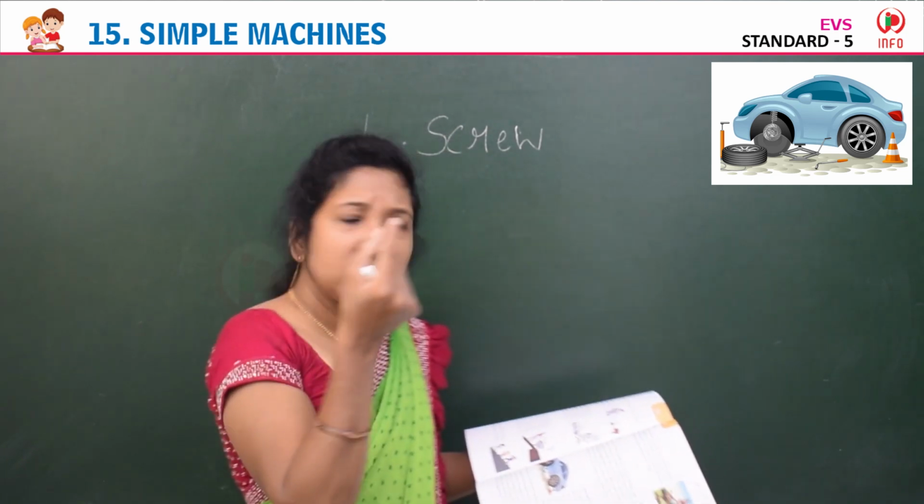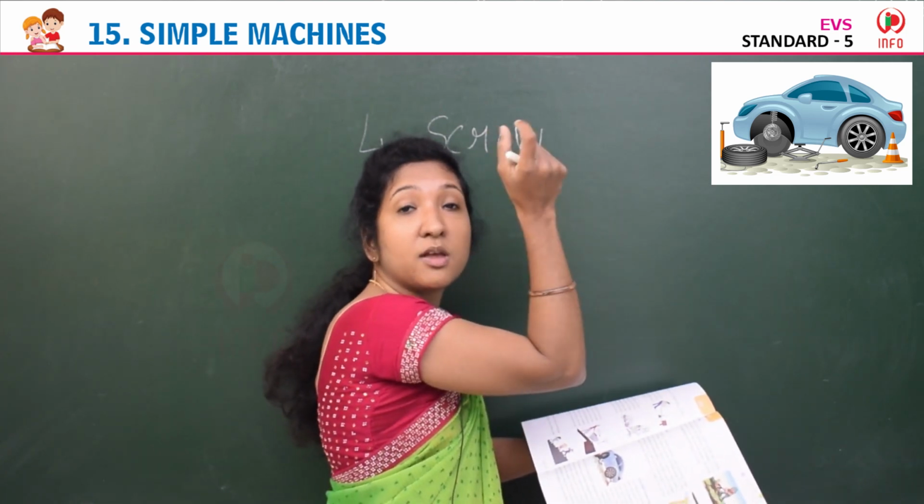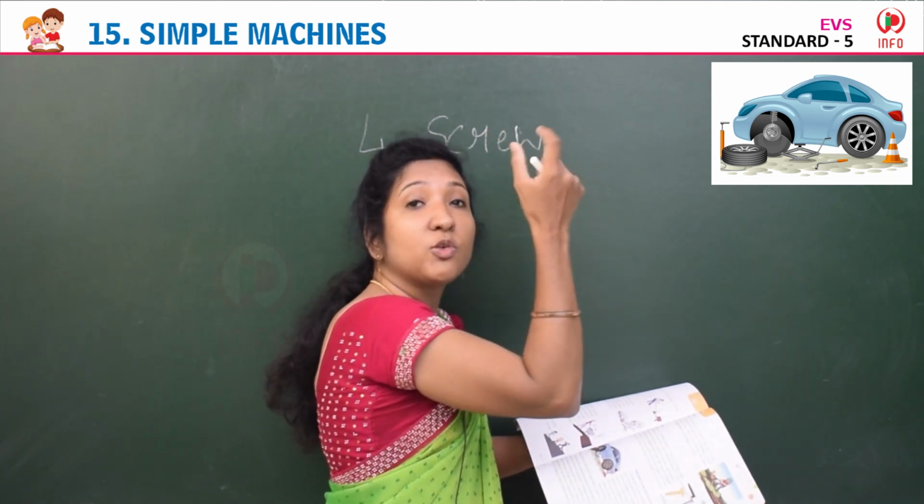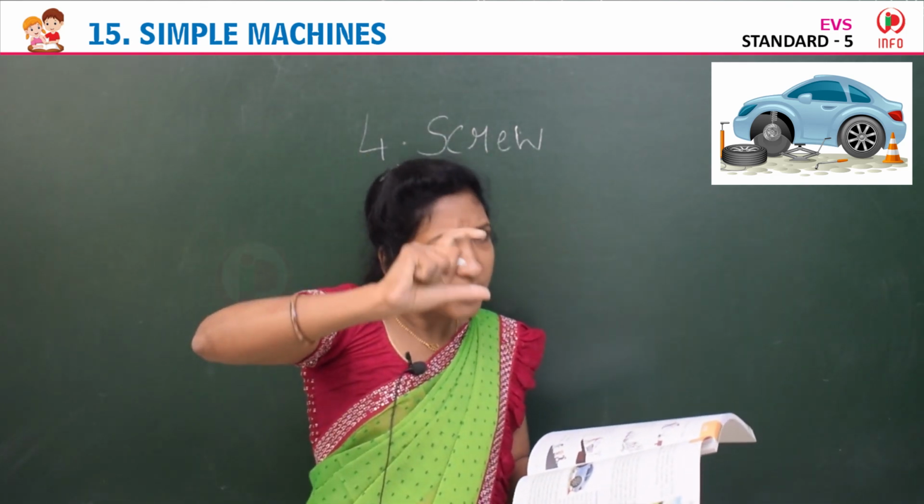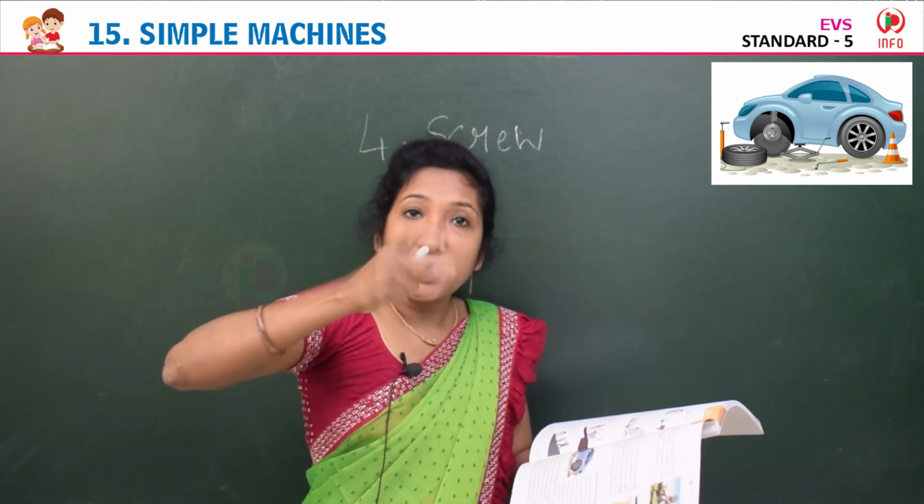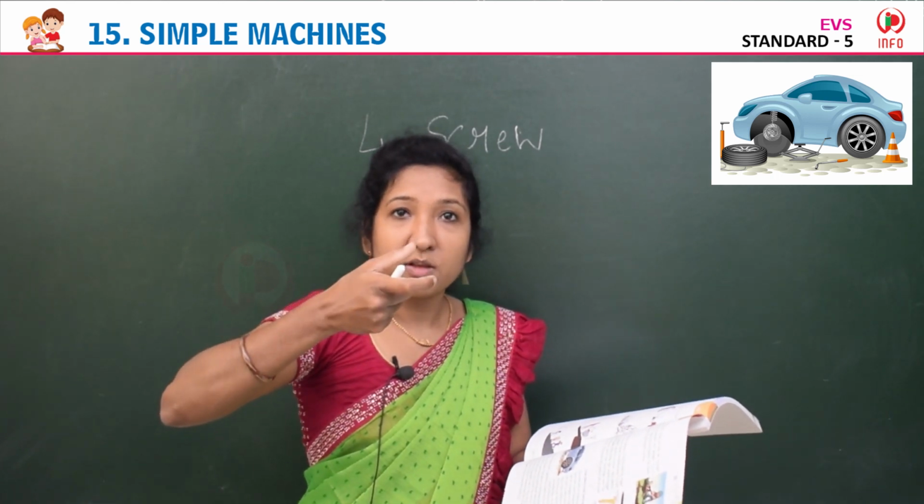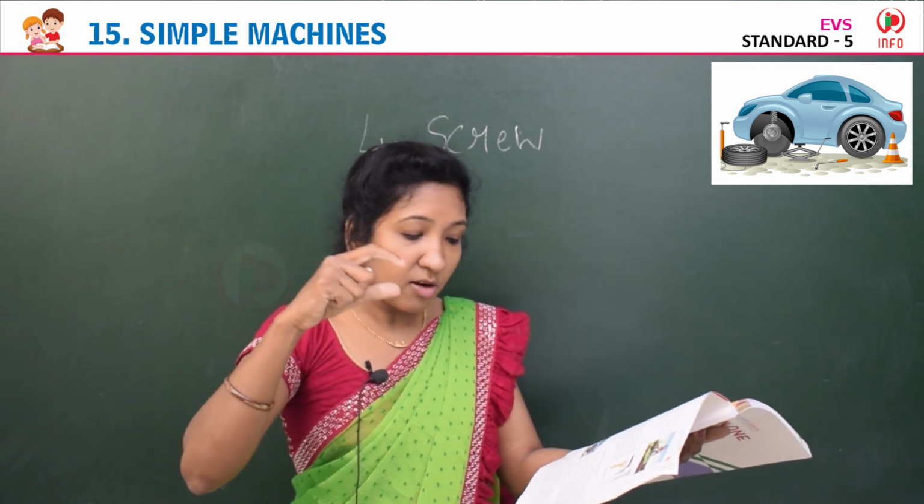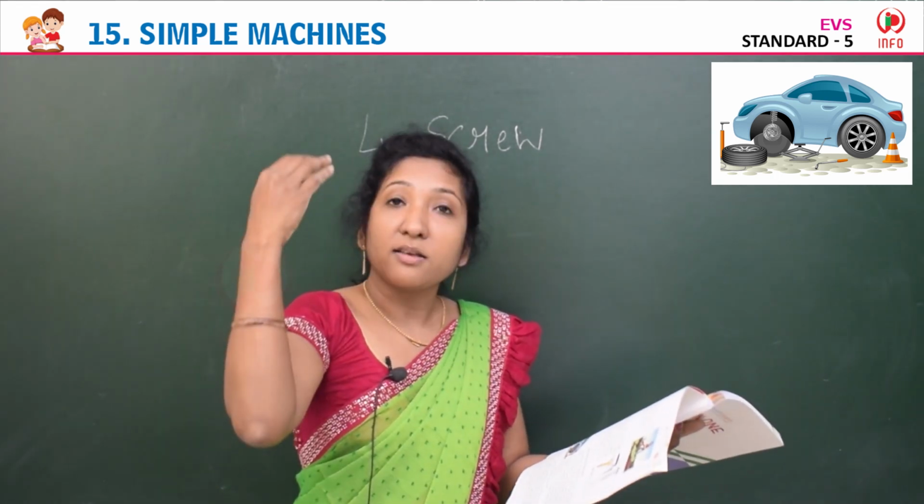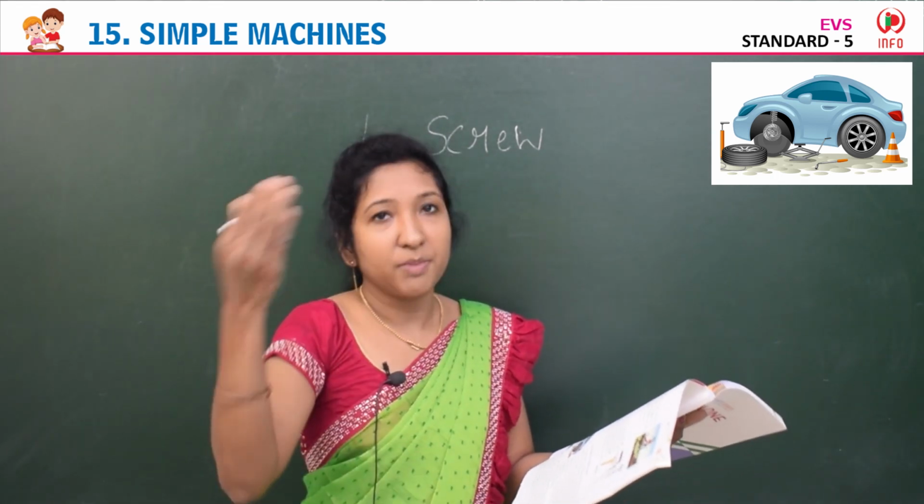So a small screw is enough to fit into a wall. To hold things inside the wall, we use a small screw. But to drill holes, we use a bigger type of screw. So it depends upon the things we use. It can be short, tall, big, or small.